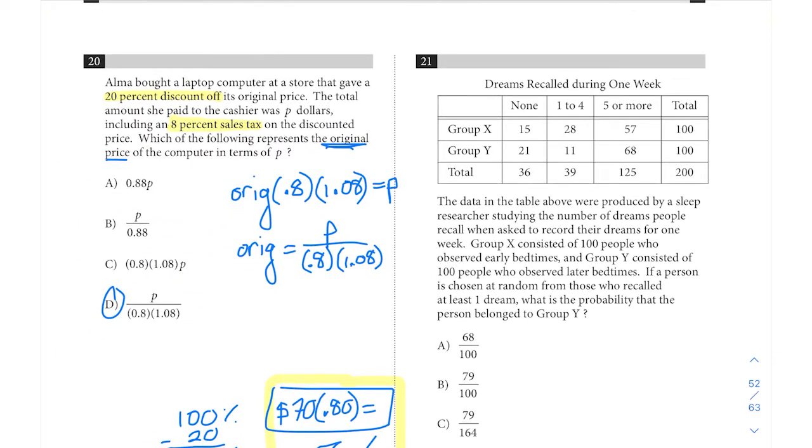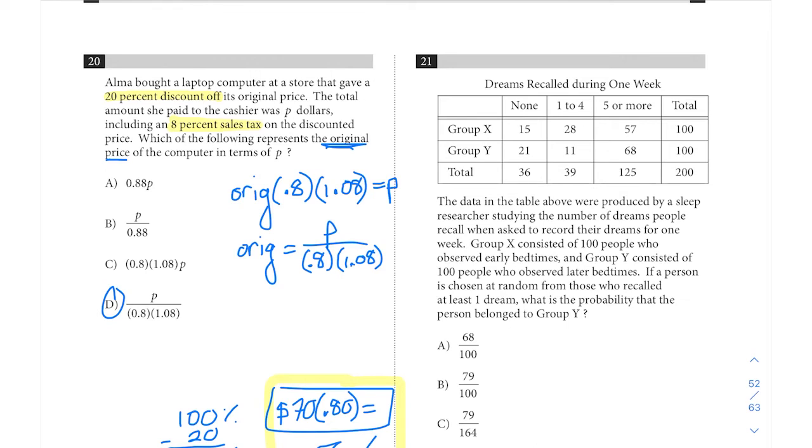And this question reads, the data in the table above were produced by a sleep researcher studying the number of dreams people recall when asked to record their dreams for 1 week. Group X consisted of 100 people who observed early bedtimes, and Group Y consisted of 100 people who observed later bedtimes. If a person is chosen at random from those who recalled at least one dream, what is the probability that the person belonged to Group Y?